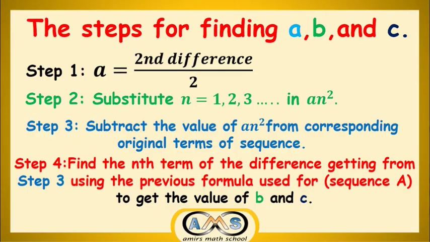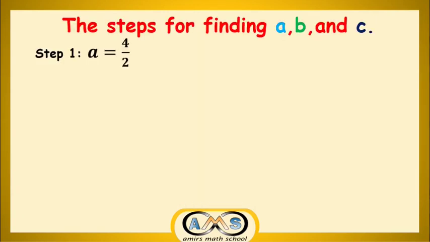If we see one example, that will clear the whole process. Let's find the nth term for the sequence B. Step 1: a equals 4 divided by 2, which is equal to 2. We get the second difference for the sequence B, which was 4. So 4 divided by 2 is 2, and we get the value of a, which is equal to 2.